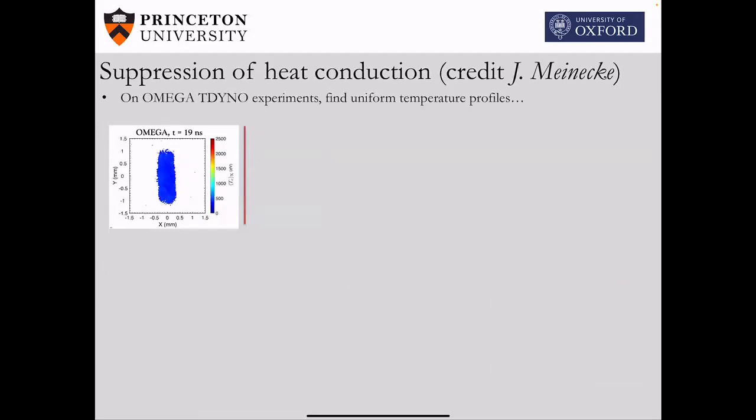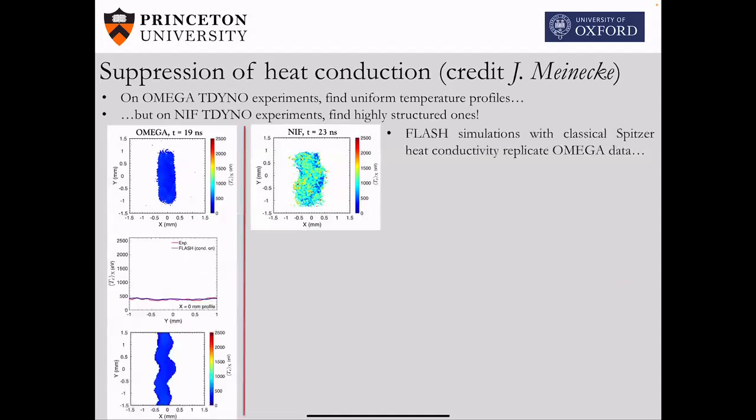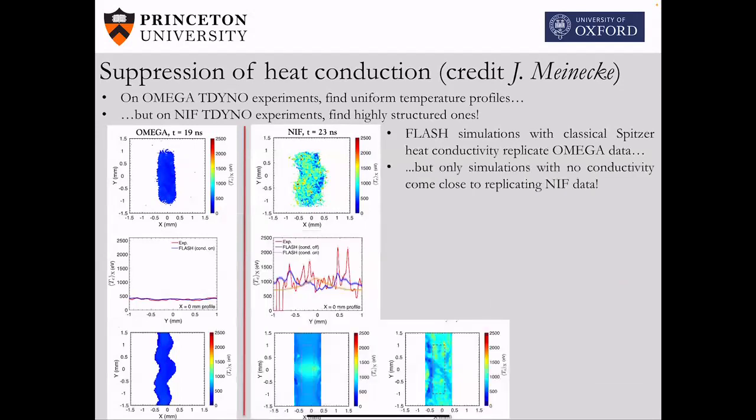And what was very interesting is that we did use this on Omega and NIF. So for the Omega experiments, recent ones, we found very uniform temperature profiles. But on NIF, we found these incredibly structured ones. The FLASH simulations of these experiments seem to reproduce the Omega data very well, just using Spitzer conductivity. But if you do the same thing with NIF, Spitzer conductivity simulations don't give anything like the right answer at all. And you only come close if you basically turn off explicit conductivity in these experiments.